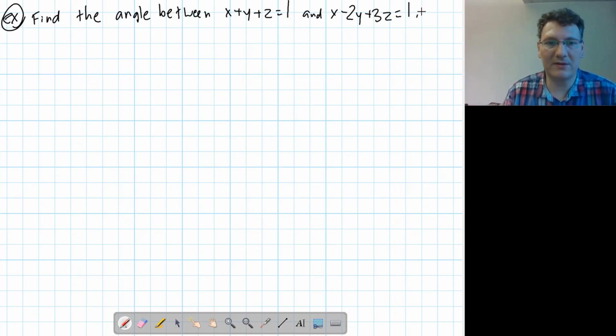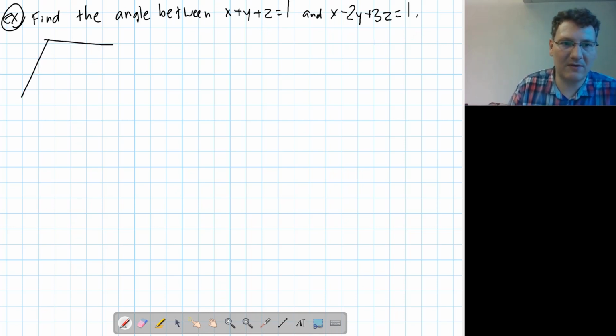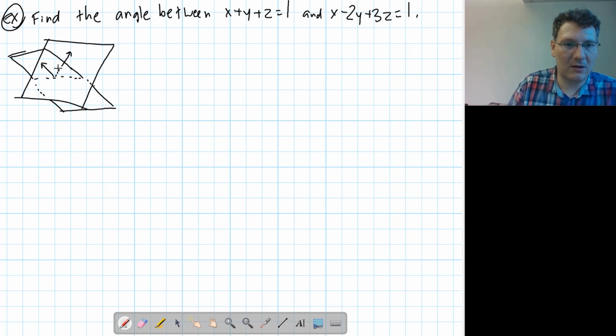Here's another example. We want to find the angle between two planes. The first plane is x plus y plus z equals 1. The second plane, x minus 2y plus 3z equals 1. And so you can think of it like any two planes, as long as they're not parallel with each other, they're going to intersect at an angle. And so if you look at vectors along them, you'd have an angle between them, right?